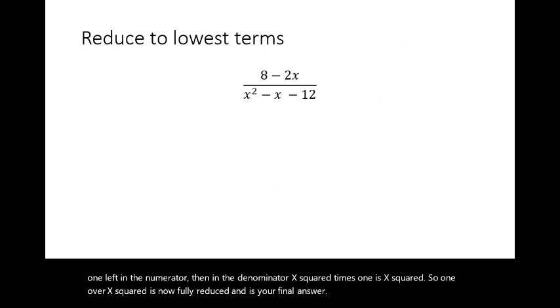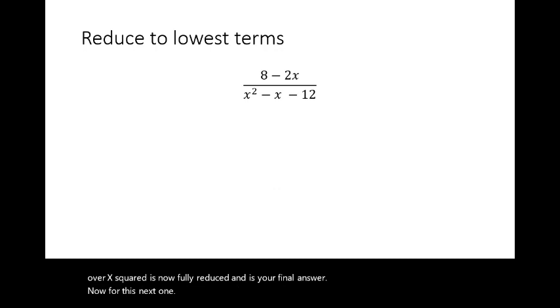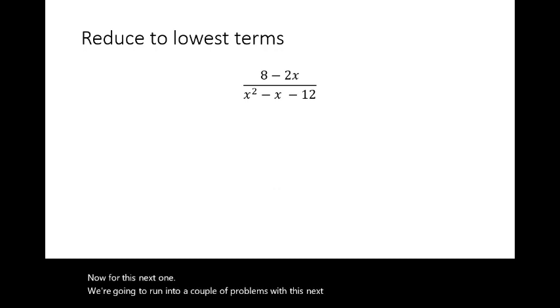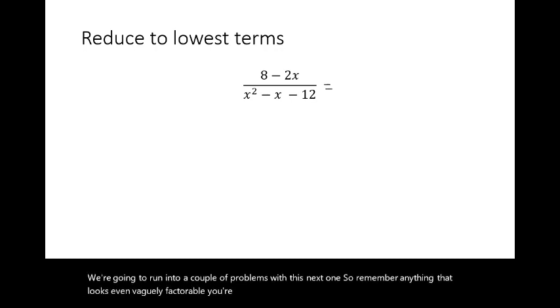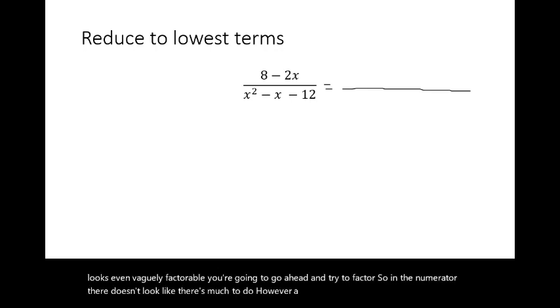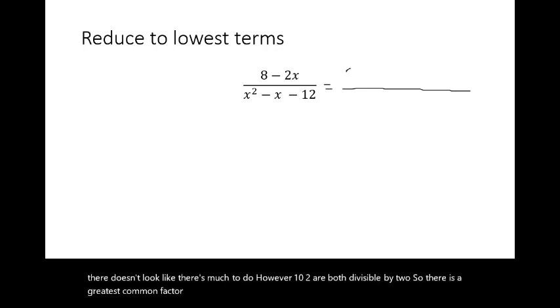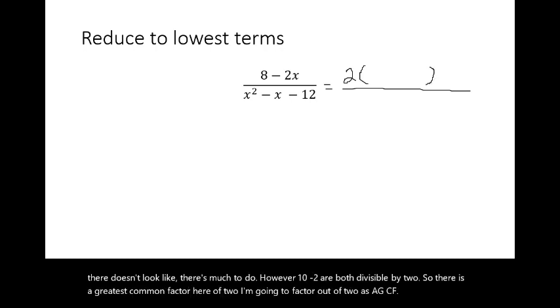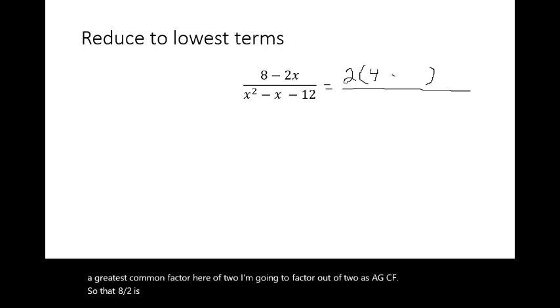Now for this next one, we're going to run into a couple of problems. So remember, anything that looks even vaguely factorable, you're going to go ahead and try to factor. So in the numerator, there doesn't look like there's much to do. However, 8 and minus 2 are both divisible by 2. So there is a greatest common factor here of 2, and I'm going to factor out a 2 as a GCF. So then 8 divided by 2 is 4, and then negative 2x divided by 2 is minus x.